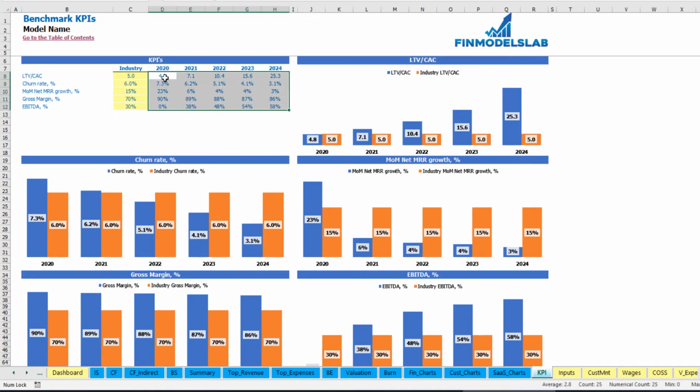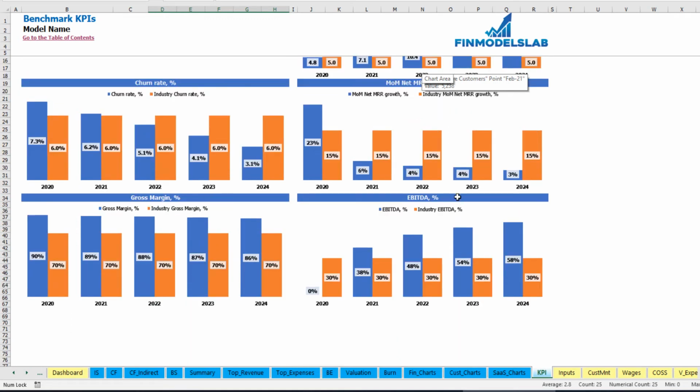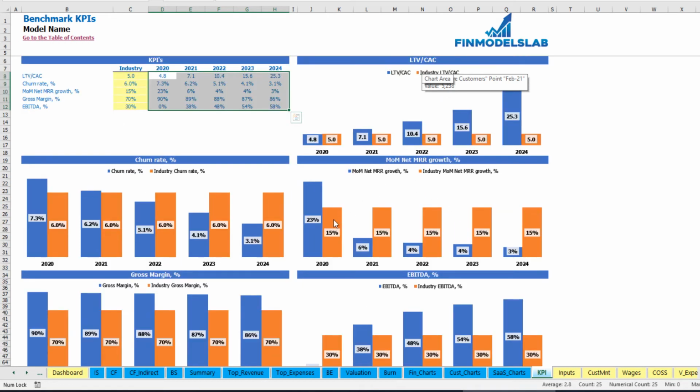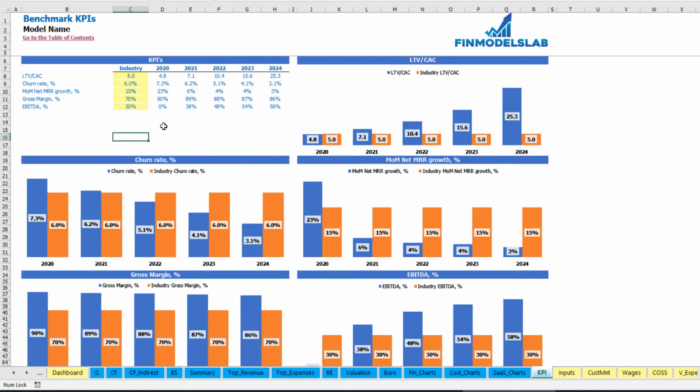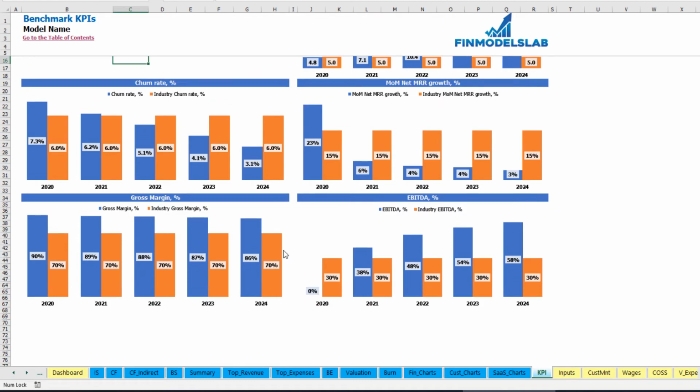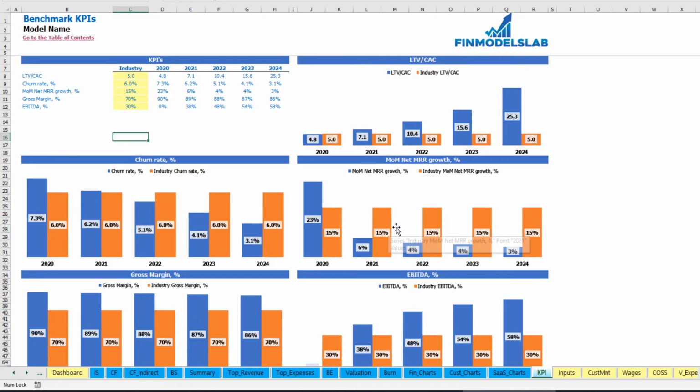You may see here the values by years, and the same information you may see on the charts, which are LTV to CAC, churn ratio, month-over-month MRR growth, gross margin, and EBITDA. On each chart, the orange column is the industry-specific benchmark, and the blue column is the value calculated by the model. So using this table, you can easily compare where you are in terms of the industry-specific benchmarks and how your business works in comparison to other businesses.